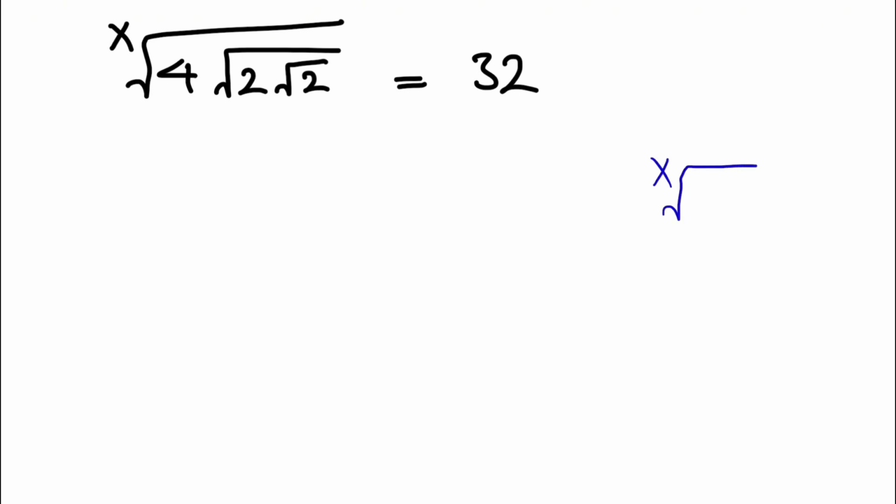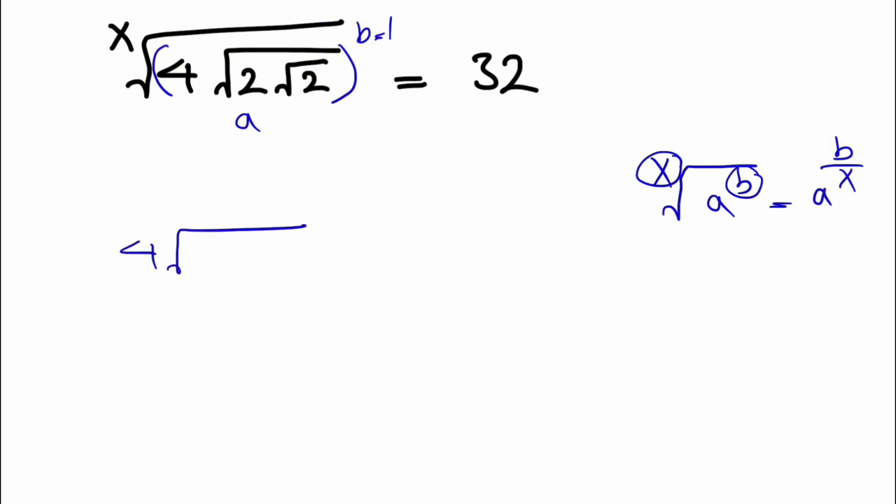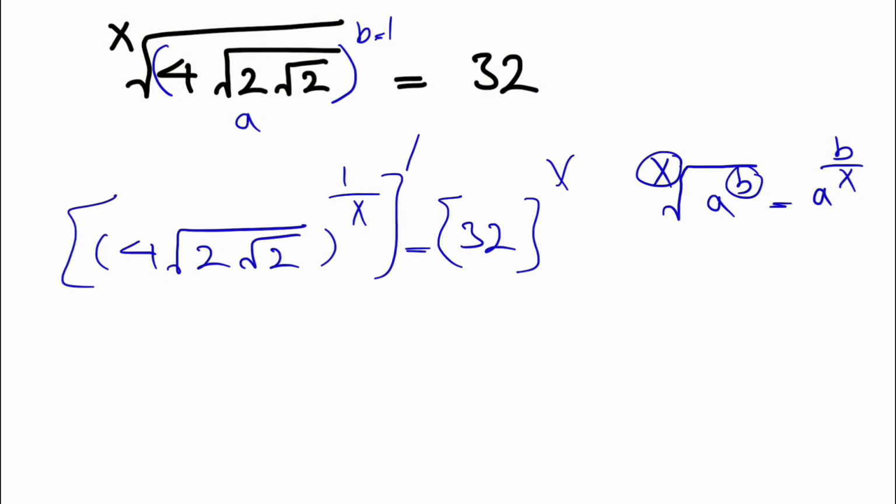So first of all, we know that when we have the x-th root of a to the power of b, this will be equal to a to the power of b over x. So basically this one over this one. If we call this one our a and we know b is equal to 1, we end up with 4 times the square root of 2 times the square root of 2, to the power of 1 over x, is equal to 32. And in order to get rid of the x in the denominator, we're going to raise each side of this equation to the power of x.